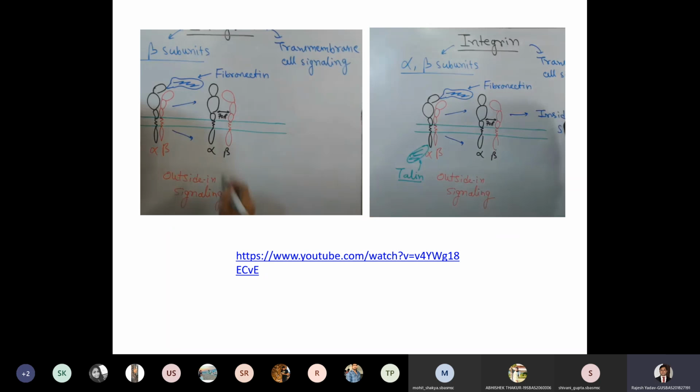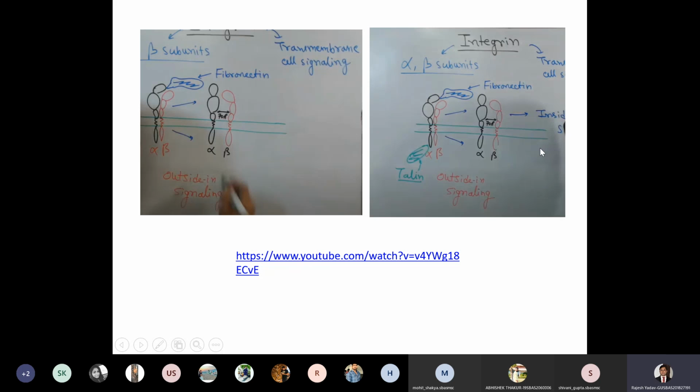So now you can see here, it is showing outside-in signaling. In outside-in signaling, what happens is there are alpha and beta subunits, and this is the fibronectin. This fibronectin is the ligand that will bind with the alpha subunit. When this fibronectin binds with the alpha subunit, what will happen? Both units are separated from each other. A 70 angstrom separation occurs, and then it will function.